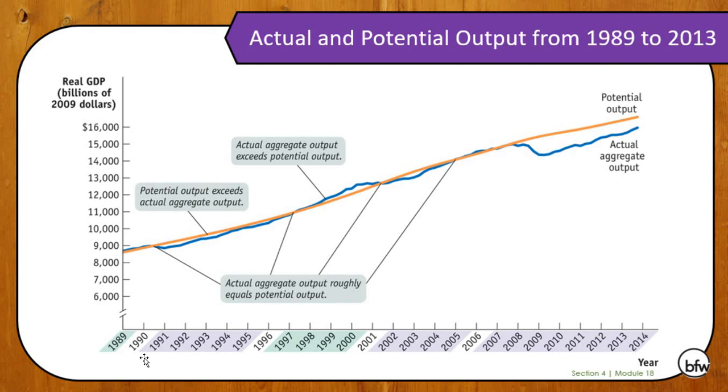Here's a good chart. You don't have to draw this anywhere, but it shows you actual aggregate output versus potential output from 1989 to 2013. I think this is pretty interesting. You can see in the blue where we exceeded potential, other areas where we're right at potential, and other areas where we drop drastically off of our potential. Particularly starting in 2008, 2009, there's a huge output gap between potential and our actual aggregate output.